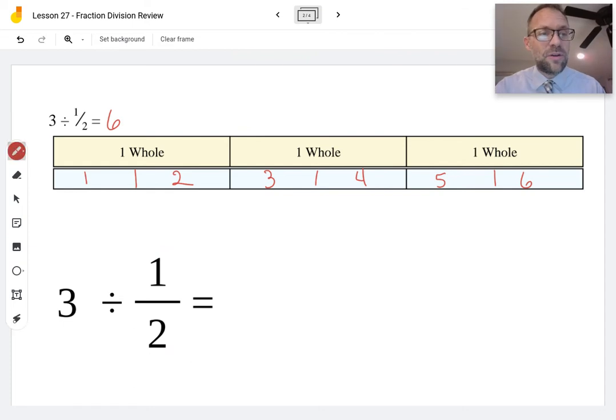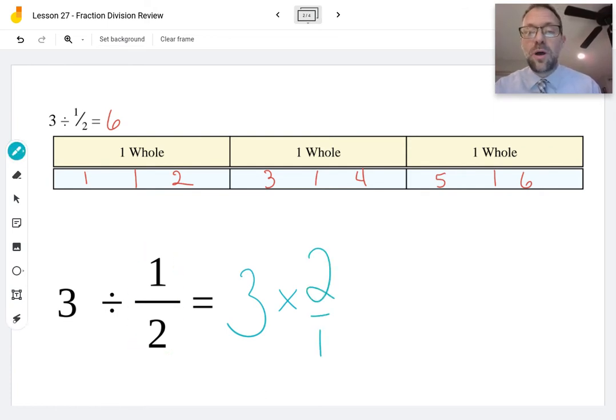And so the way that looks is rewriting the dividend 3, turning the division sign to multiplication, and then using the reciprocal of our divisor. 1/2, the reciprocal is 2 over 1.